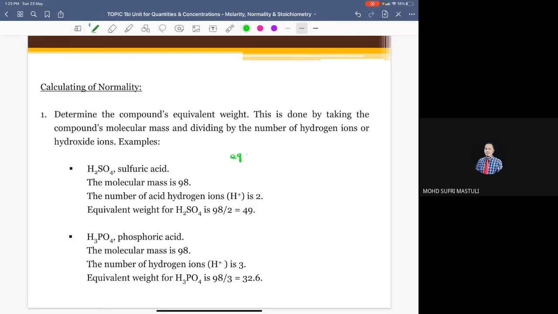Number of equivalent: 1 mole is 2. How many moles? Equivalent weight, because you want to obtain the mole number. How to say this one? I'm worried you are quite confused.